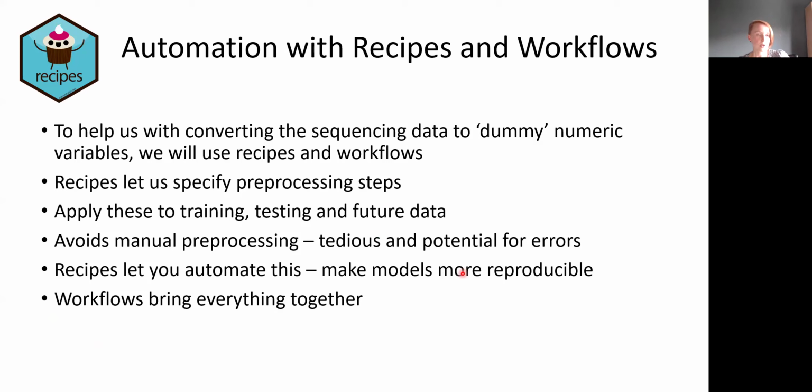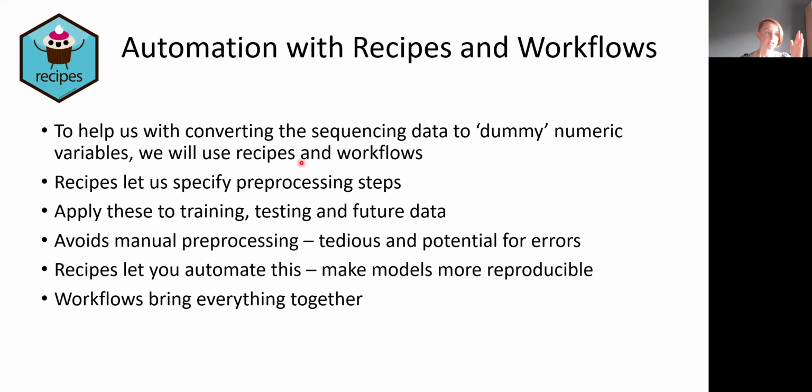So the new thing we're going to introduce with this paper is automation with recipes and workflows. Because we're doing slightly more complicated pre-processing this time, we're going to convert our sequencing data to dummy numeric variables. We're going to use these recipes and workflows.